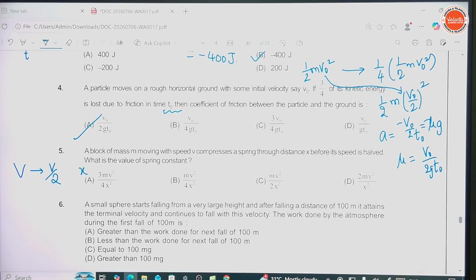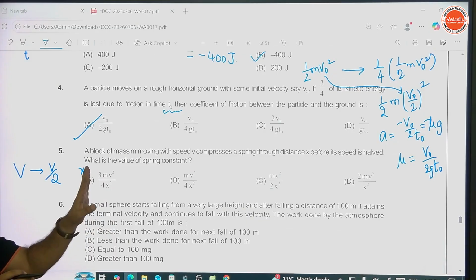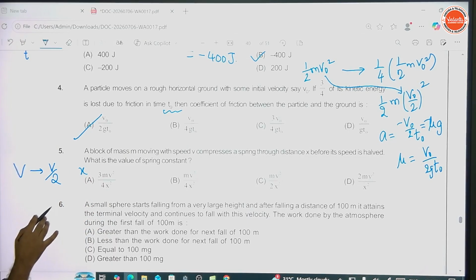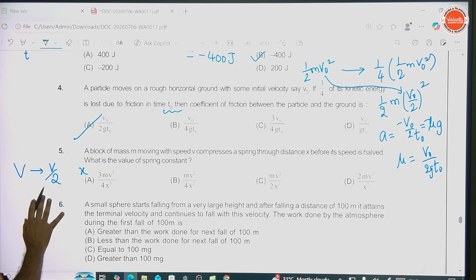Now, what is the value of the spring constant they are asking? I told you one thing: if springs are involved in the question, which method should we go for? Total energy method. Now, the total energy of the system you should consider here. The system comprises the block as well as the spring. Did they talk about any friction force over here? They have not talked anything about it. So if friction forces are not there, that means the total energy of the system is constant.